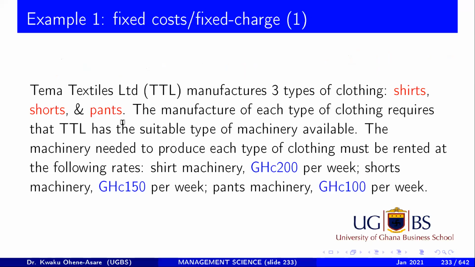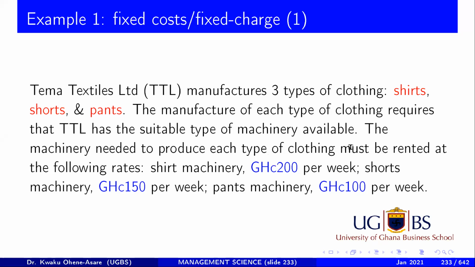Because there's something in the storyline that will tell you that it's not a binary. It's a pure integer. Or better still, we need a number of it. What tells you that we need a number of that? Well, the manufacture of each type of clothing requires that this is available. The machinery needed to produce each type of clothing must be rented, and so on.